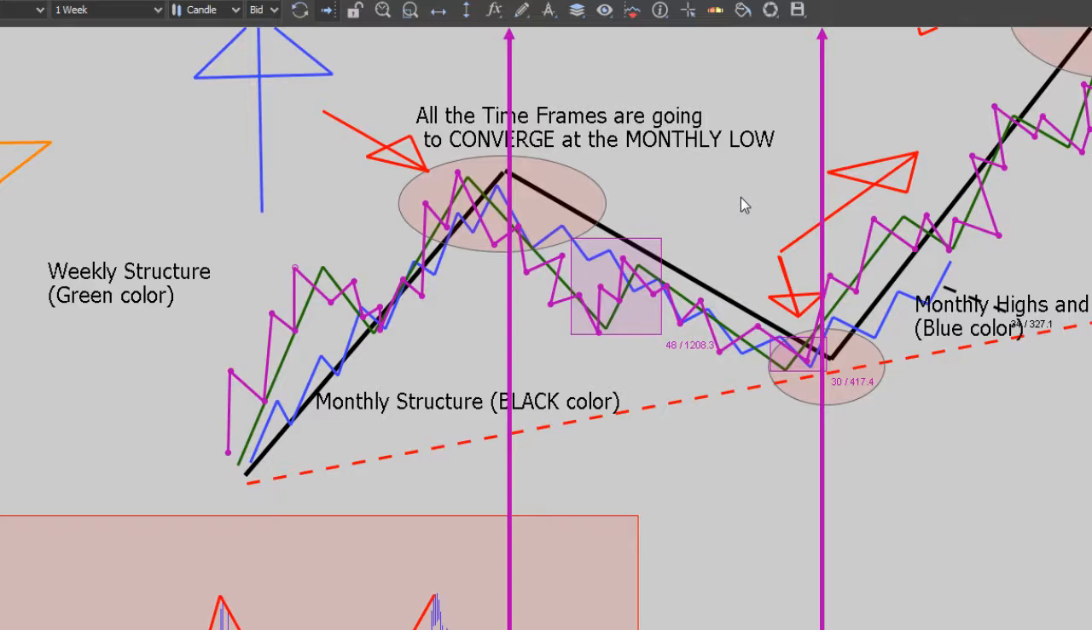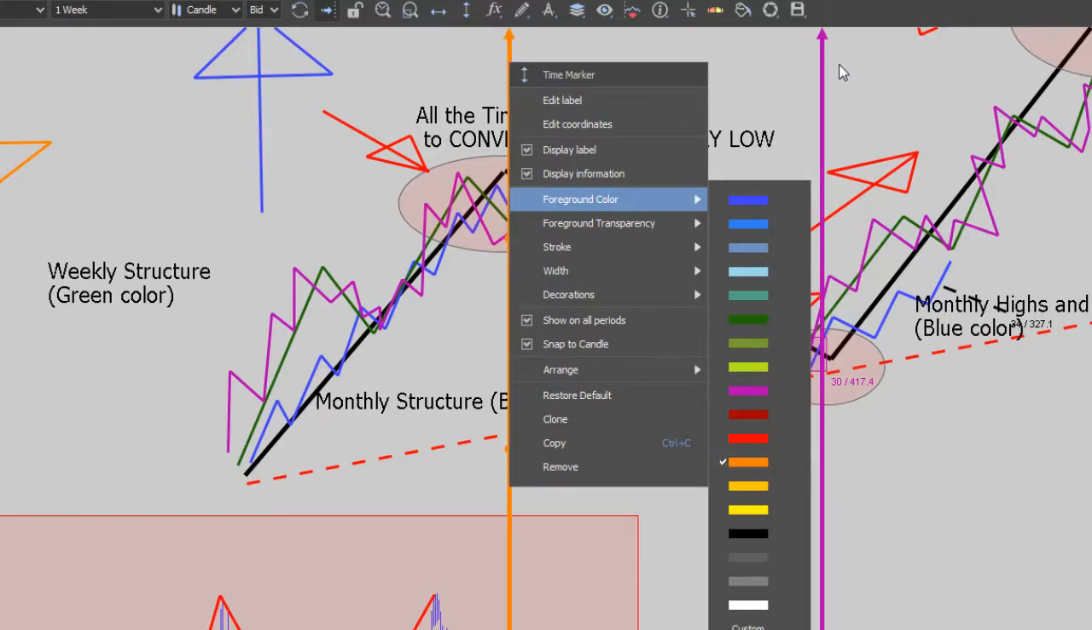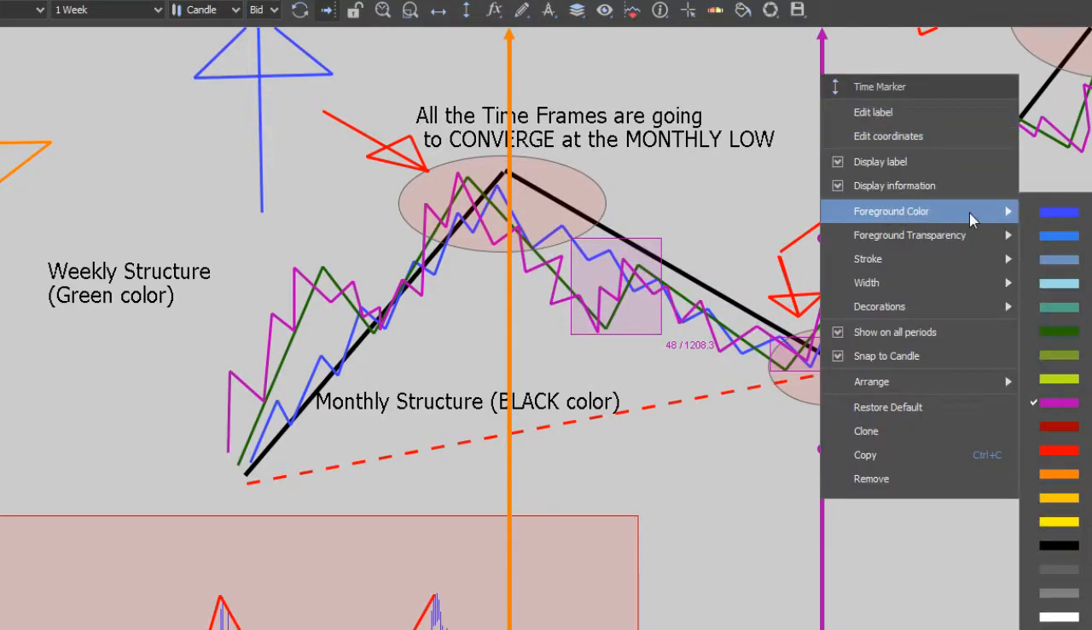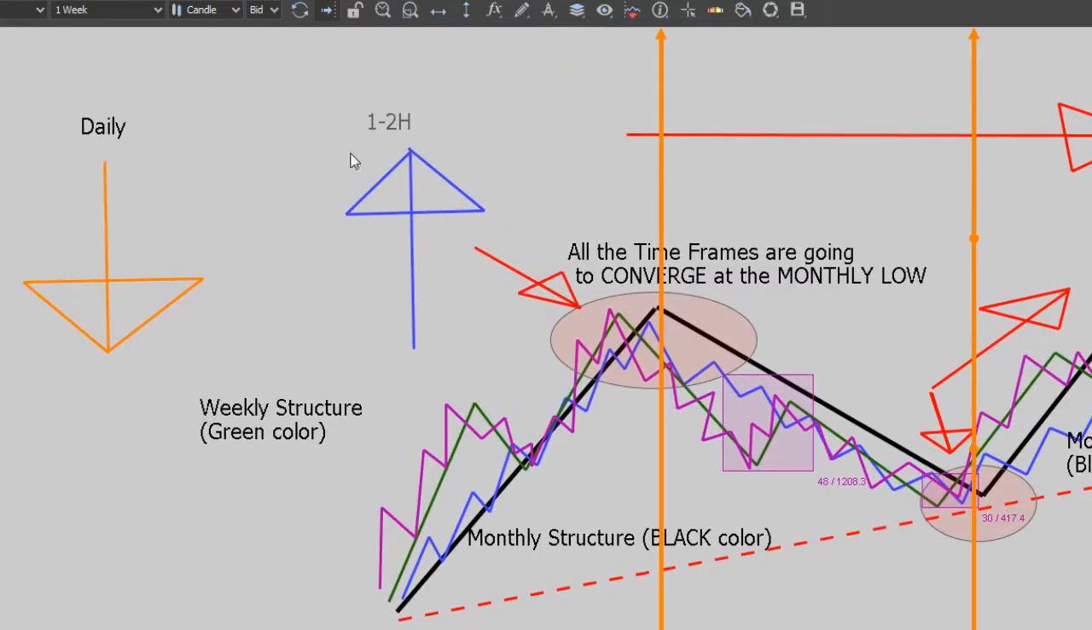Let's color code this in pink. Let me see if you can see better. Yes, then let's color code this in orange, just to make a difference. Orange, and again here orange. Okay, so the pink is the structural uptrend in here, and this is from the daily chart, right?